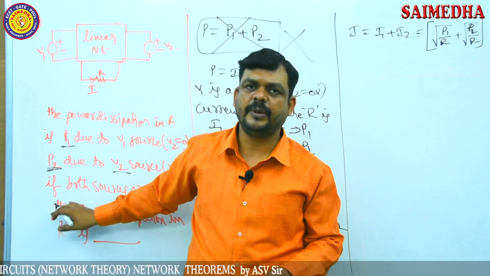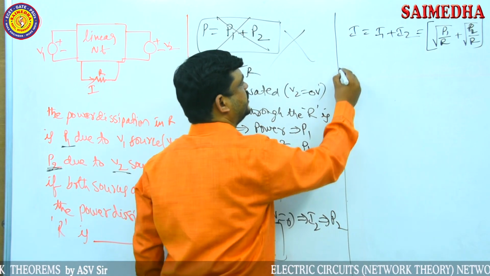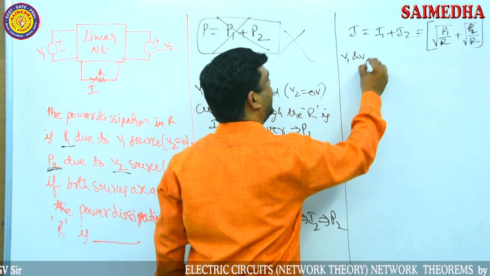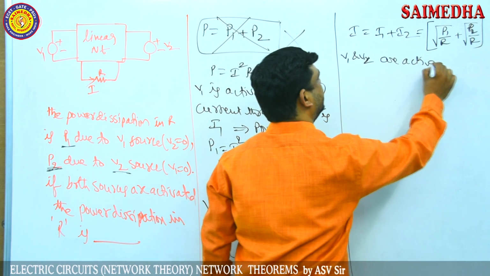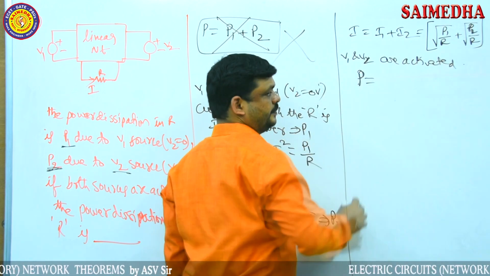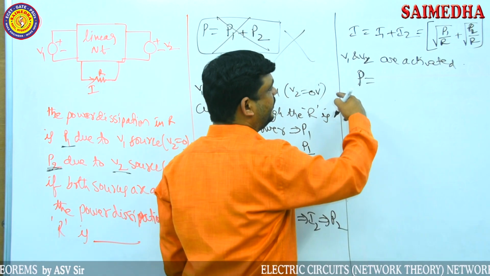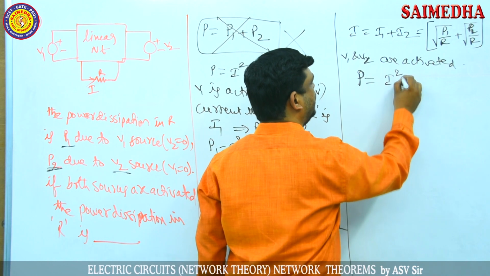But according to the given problem, the question is to find out the total power. So due to these two sources, when V1 and V2 are activated, the power is the total power P. So when V1 and V2 are activated, the power in the resistor is I square into R.